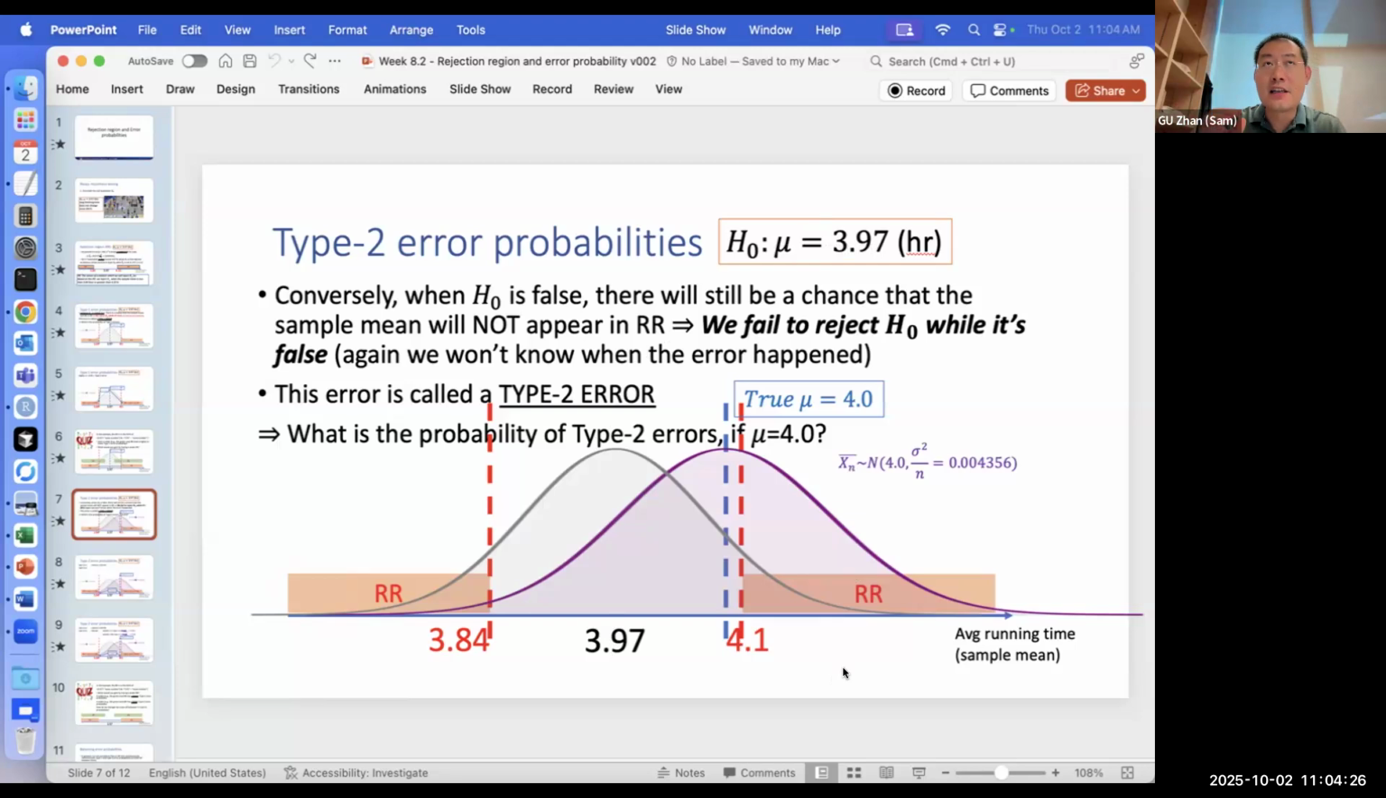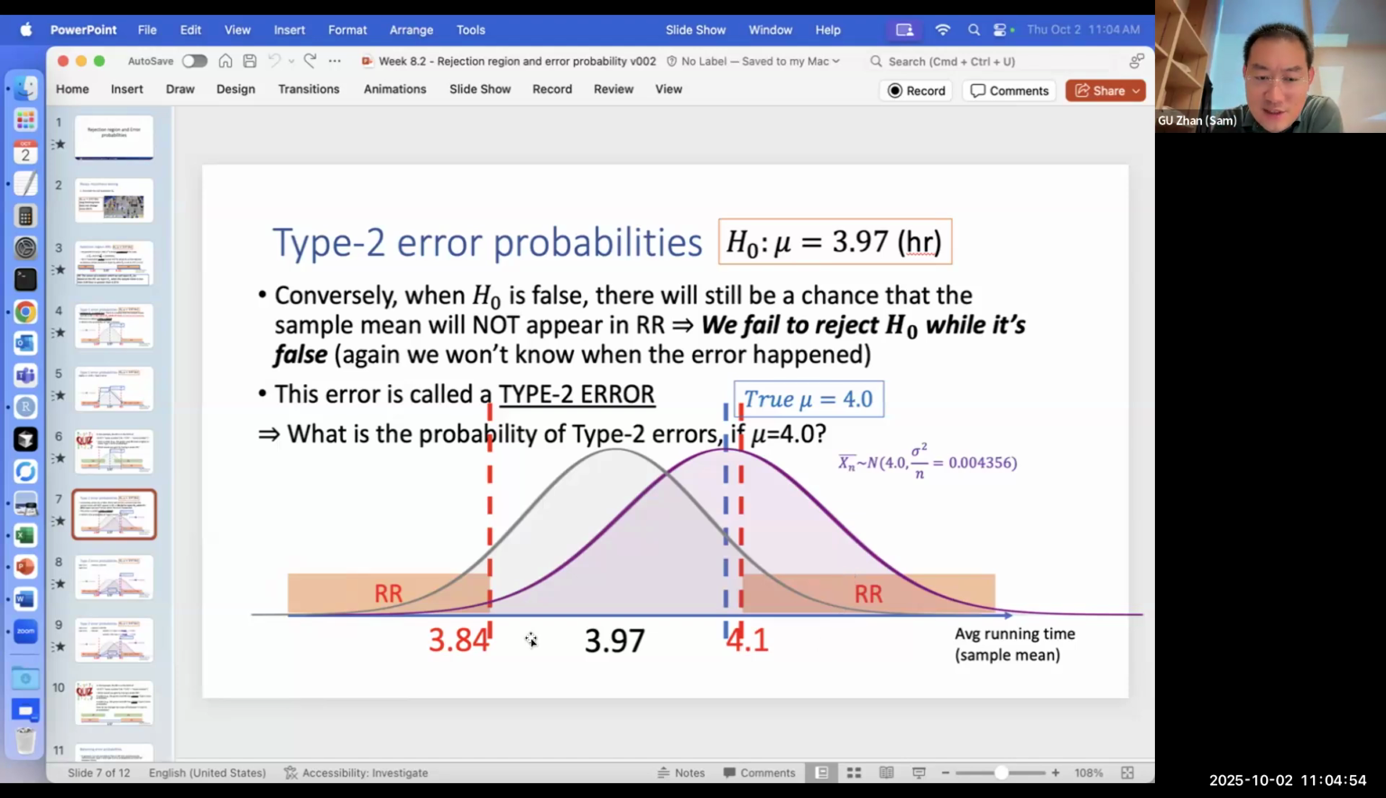That means the sample data tell us the average hour in 2019 is not equal to 3.97. That's okay. That's cool, right? We didn't make a mistake, because they are predicted or tested as not equal to 3.97. It's in the rejection zone, okay?